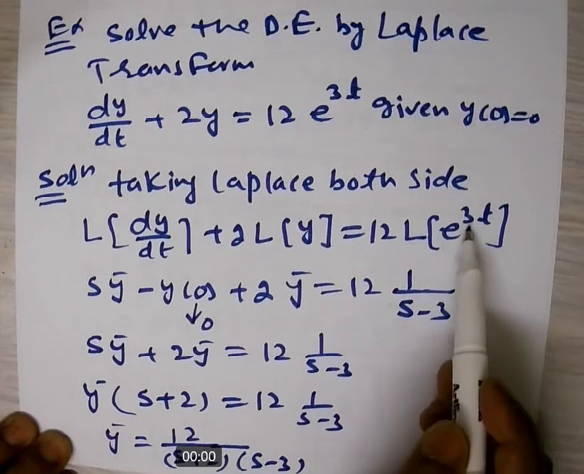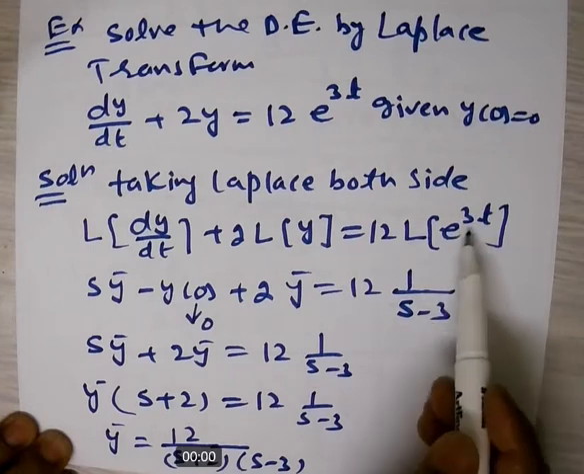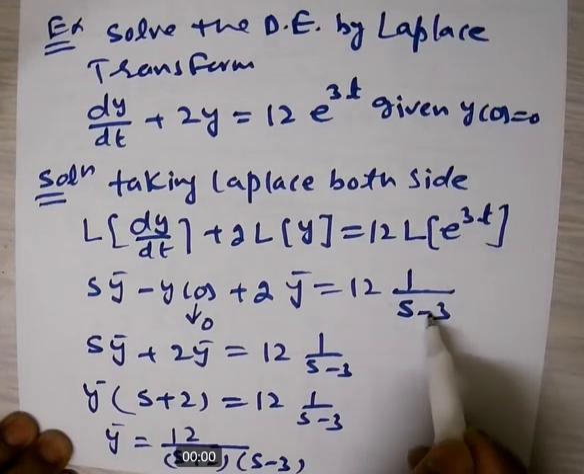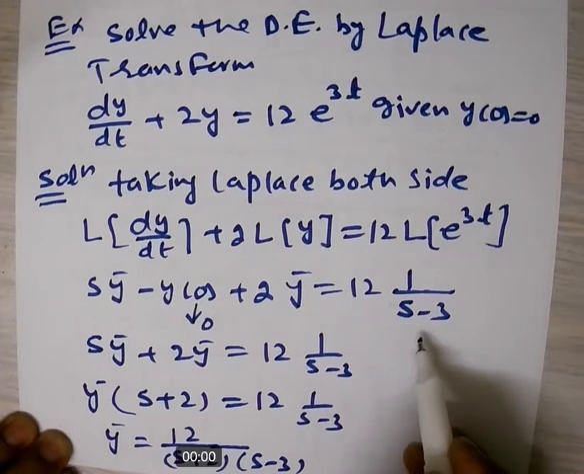Remember that if minus is given in the power, then write plus. I mean, e power minus 3t means 1 divided by s plus 3. If it is e power 5t, then write s minus 5. If it is minus 5, then write plus. This is what I explained in my previous recorded lecture.